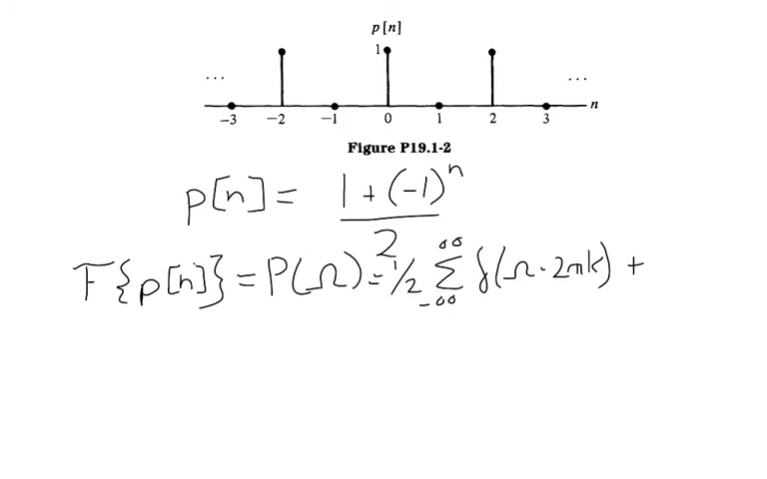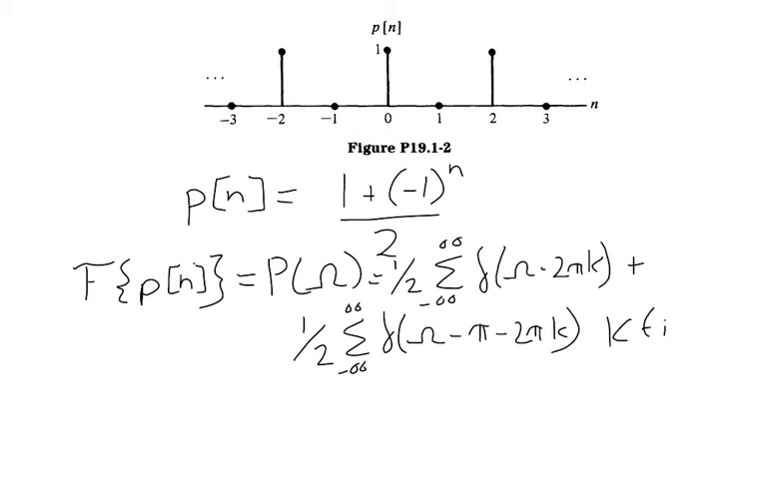Plus, and I'm going to come down here and write this just so it's easier, 1/2 times the summation of -infinity to infinity of delta, and this part's going to look really similar to you, omega minus pi minus 2 pi k, which again, k is an integer. Remember that, it's very important, or at least that's all I'm told.